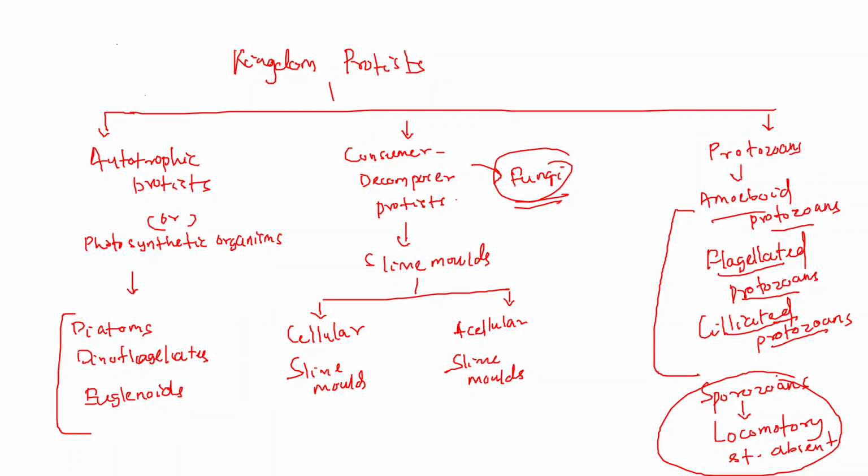And what I said, kingdom Protista is mainly divided into three groups. Autotrophic protists have the power to produce their own food, so they are known as photosynthetic protists. The second category is consumer-decomposer protists, and slime molds mainly belong to this category. They resemble fungi in their characters. And the third one is the protozoans. We can say protozoans are protists.